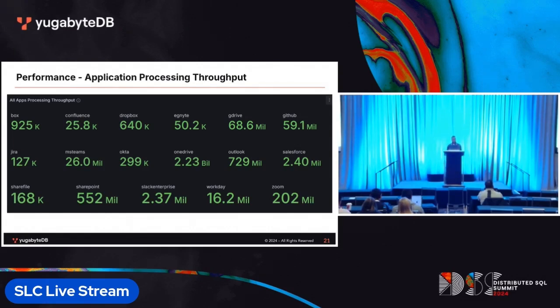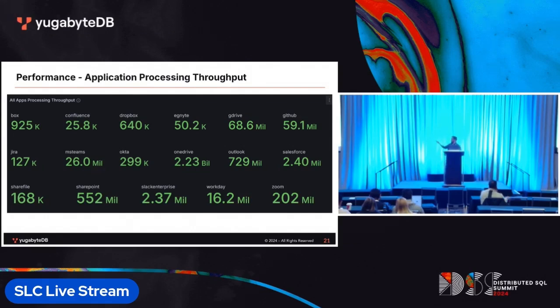All right, here's a snapshot from the application side. So this is a single cluster in one of our management planes, or I guess the apps that are supported by a single Yugabyte cluster in one of our management planes. And you can see these are application processing throughput in a single day for some of our larger SaaS apps that CASB API supports.